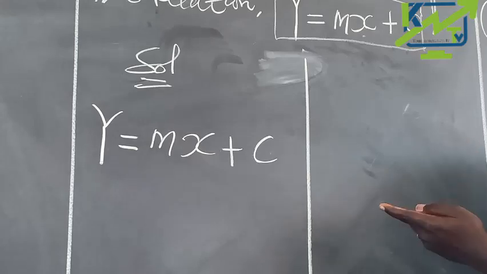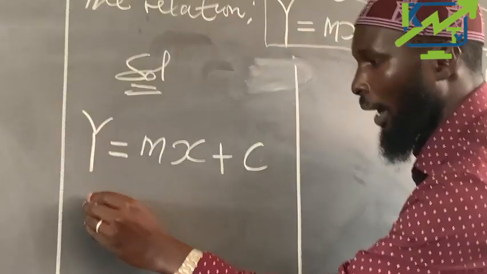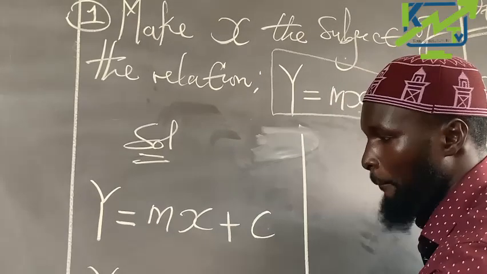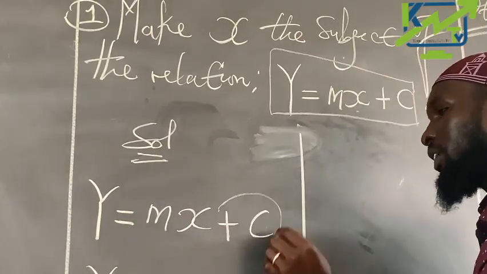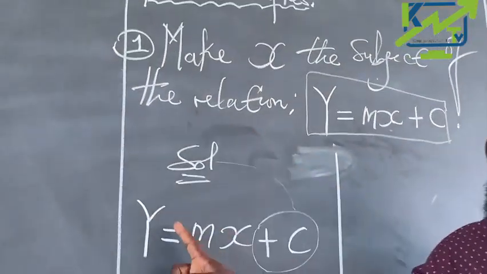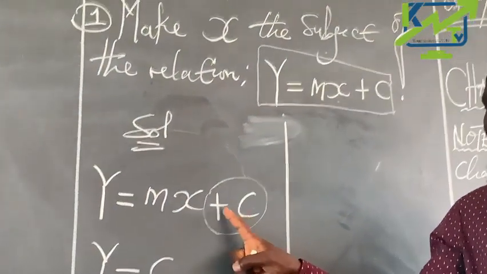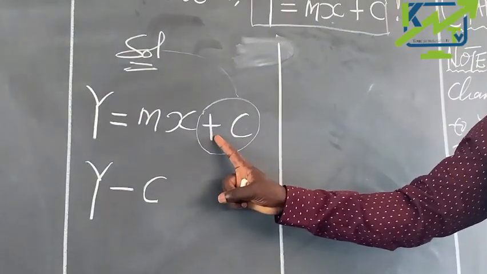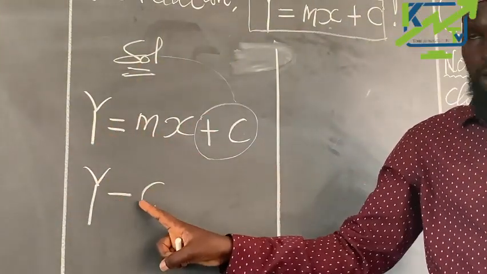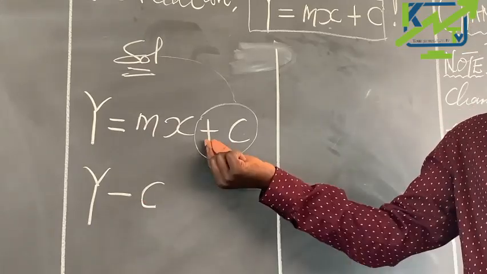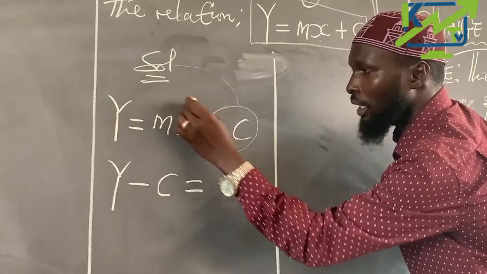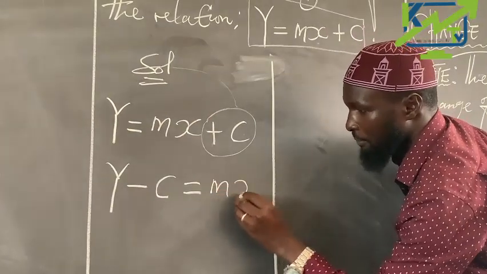So by doing that, we are going to set Y minus c. We are going to move this term to the other side, and whenever a term jumps over the equal sign, the sign it carries changes to the inverse. Inverse means the opposite sign. If it is plus, when it jumps over the equal sign, it becomes minus, because the opposite of plus is always minus. So therefore, Y minus c equals the term we left there, that is mx.